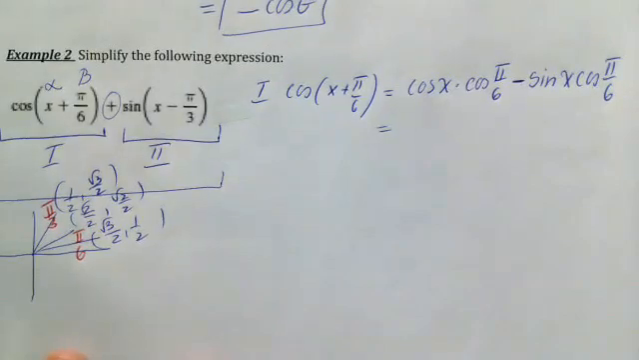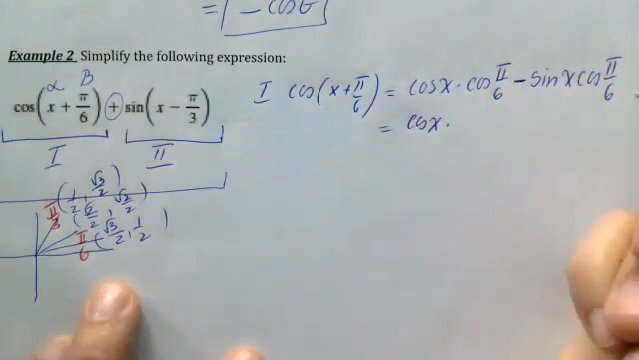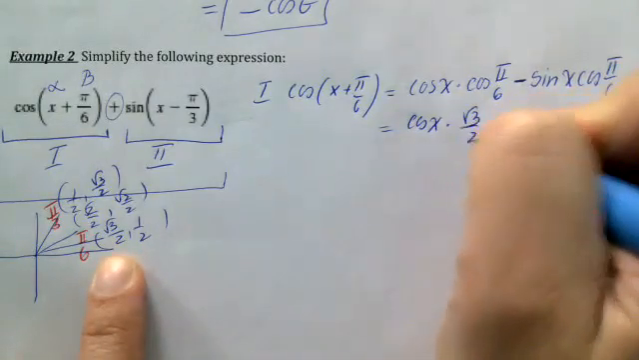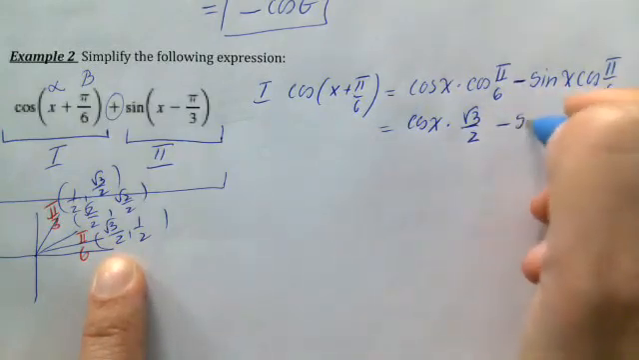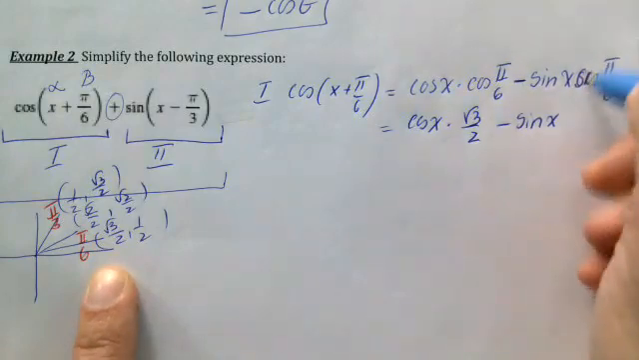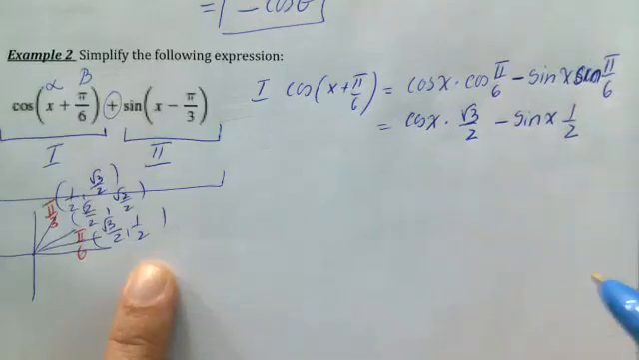So continue on. Cosine of x times cosine of pi over 6, so square root of 3 over 2, minus sine of x, oh, I missed it, this is sine, not cosine, sine of pi over 6, so 1/2.